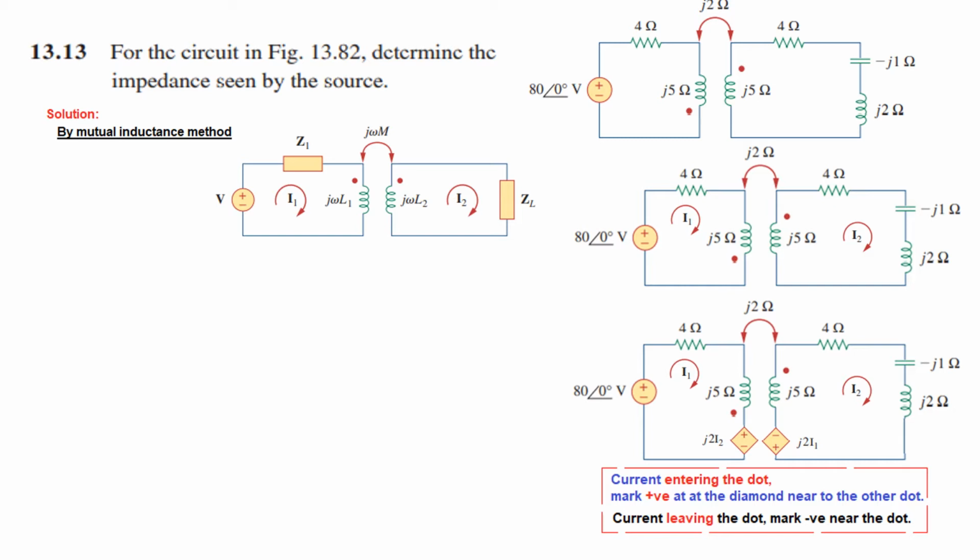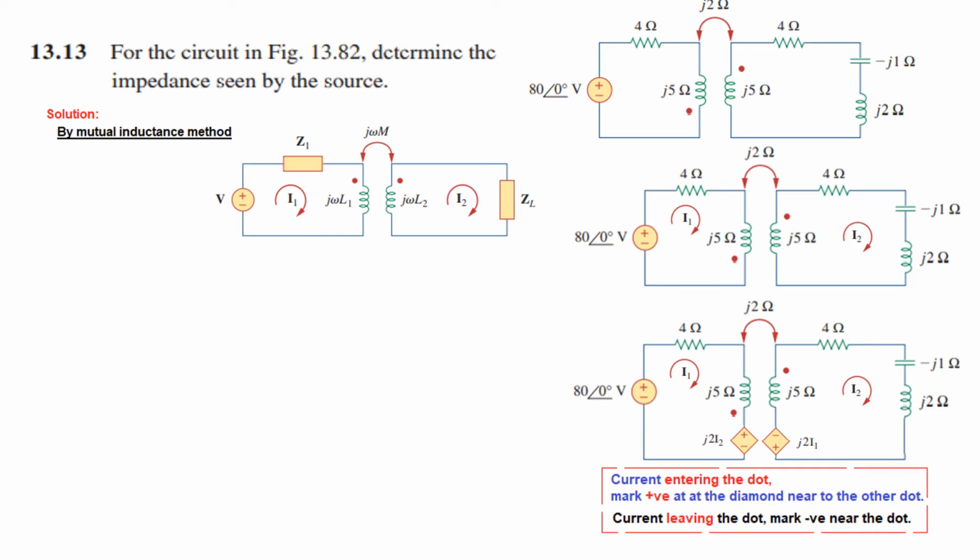Here, let me just repeat it. If the current enters the dot, like here, then mark positive at the diamond near the other dot. So if we have a diamond here, then we'll mark positive near the dot, that means towards the upper side, and negative towards the lower side of the diamond. But if the current is leaving the dot, then mark negative near the dot.